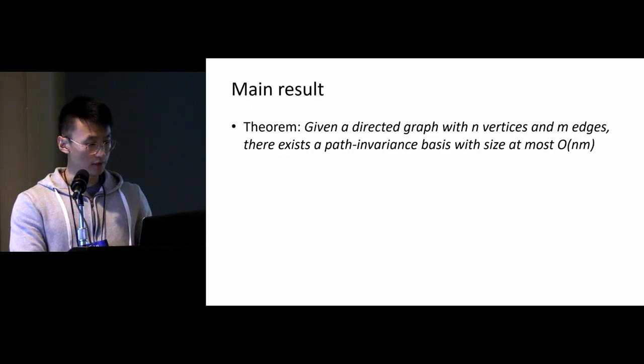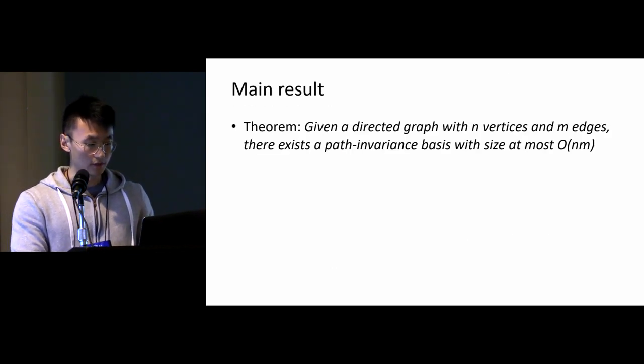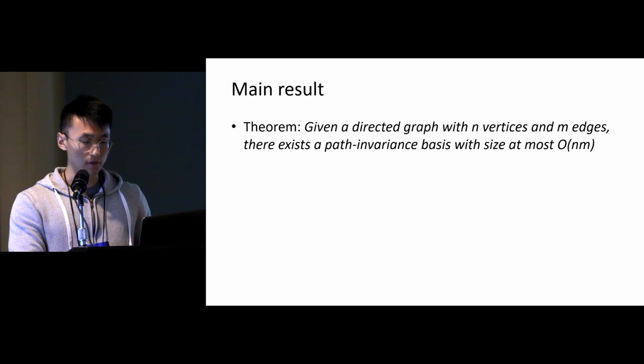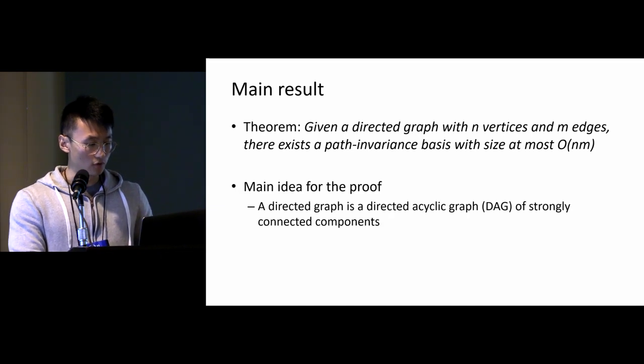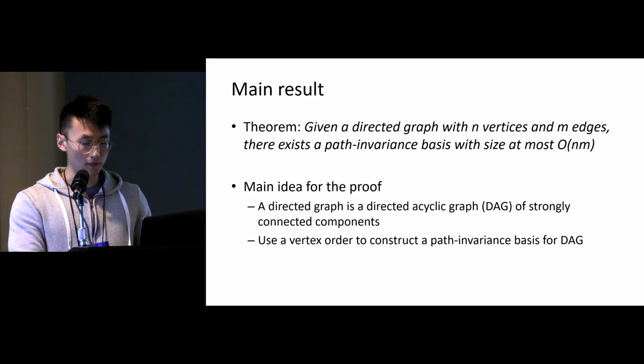Our main result is that we introduce an algorithm that constructs path invariant spaces with a polynomial size, which is the number of edges multiplied by the number of vertices. The main idea for the proof is to consider a directed graph as a directed acyclic graph of strongly connected components. More details can be found in the paper.